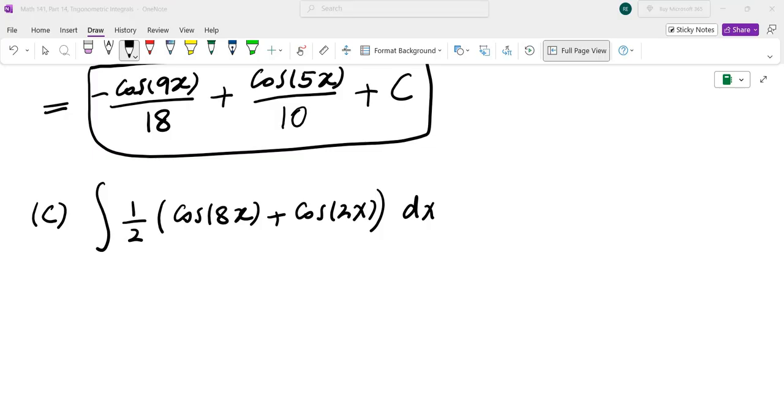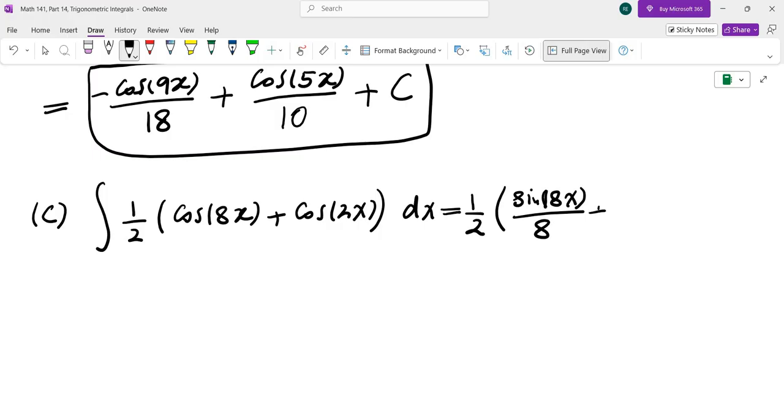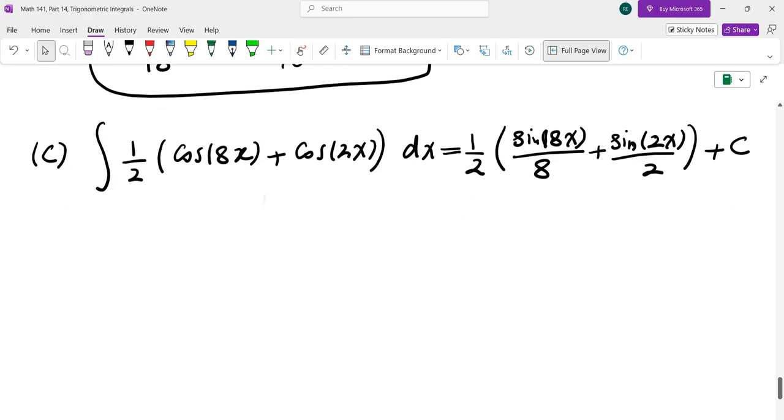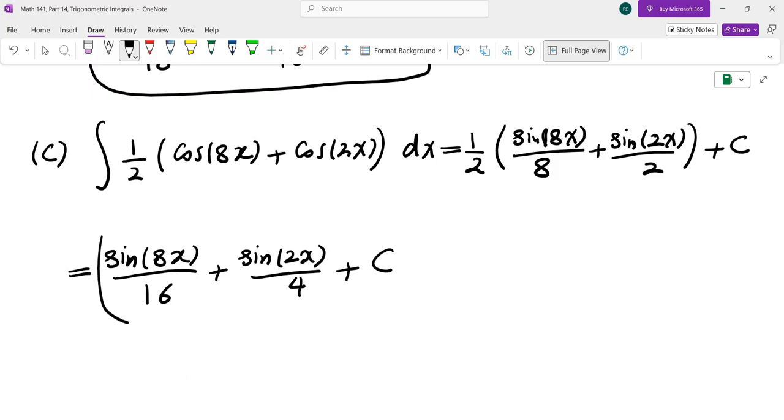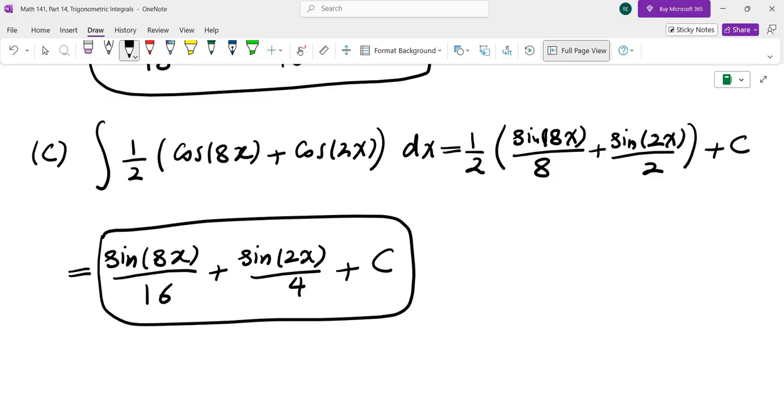And then we're going to take out 1/2, integrate cosine, we get sine, but because the angle is 8x, we have to divide by 8. And then that one would be sine of 2x divided by 2, and then plus c. So the answer to this is going to be sine of 8x divided by 16 plus sine of 2x divided by 4 plus c. So that's the answer to the problem.